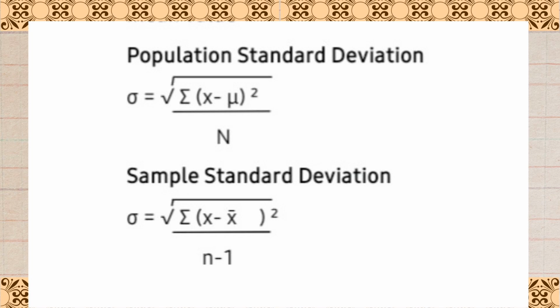There are two types of standard deviation. First is population standard deviation. The formula is: population standard deviation is equal to the square root of the sum of x minus population mean squared, divided by total population size. The next one is sample standard deviation. The formula is: sample standard deviation is equal to the square root of the sum of x minus x bar squared, divided by sample size minus 1.